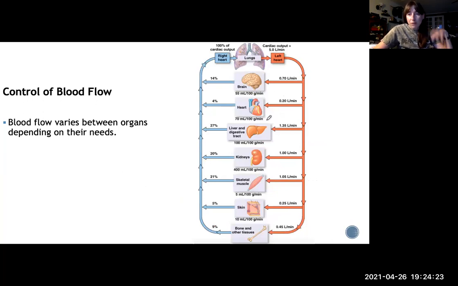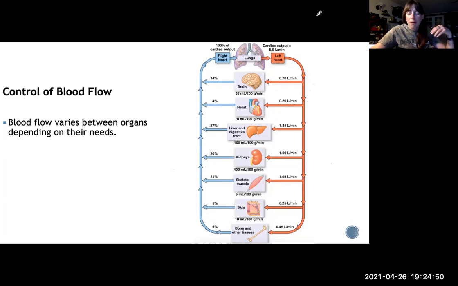The control of blood flow through your body. So we already talked about how the autonomic nervous system controls a lot of this, right? It controls the arterioles and those precapillary sphincters, that smooth muscle, right? And the smooth muscle in your muscular and elastic arteries as well. So blood flow varies between organs depending on their needs. This is reiterating what I talked about in the last lecture, basically.